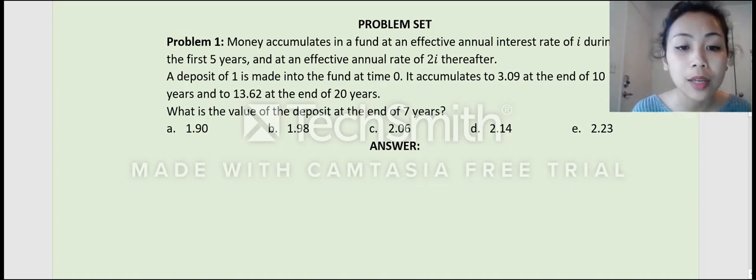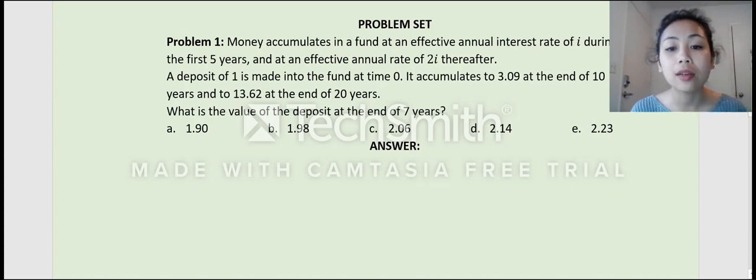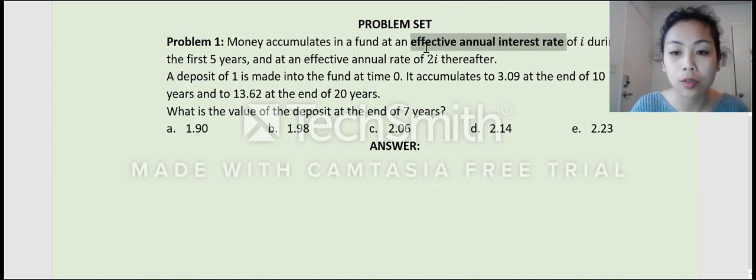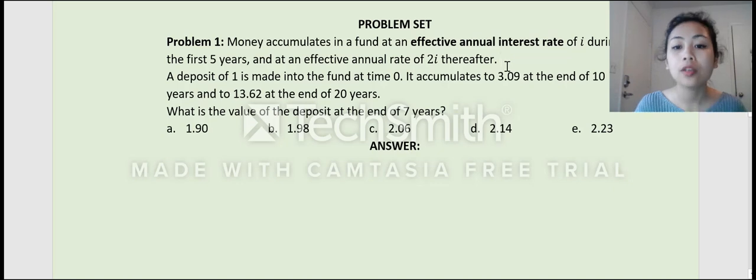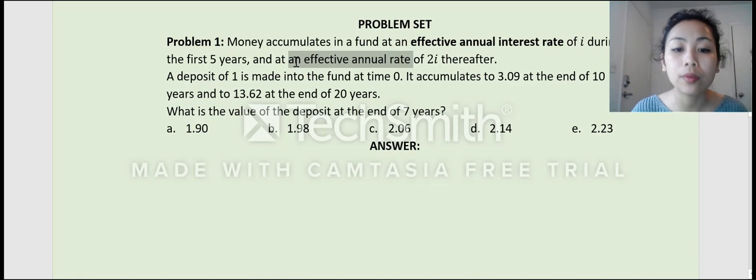The first problem: money accumulates in a fund at an effective annual interest rate. You see here, I'm going to make it bold, so I'm highlighting it. Effective annual interest rate during the first 5 years, and an effective annual rate. You see that? So they want you to use the effective annual rate.